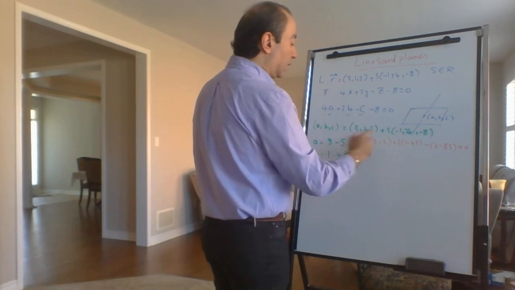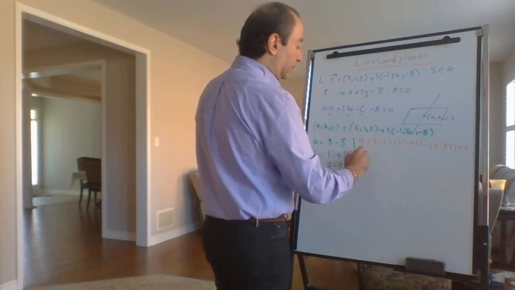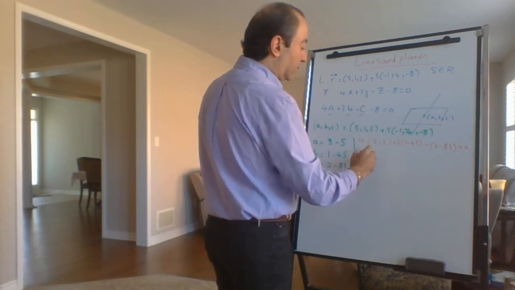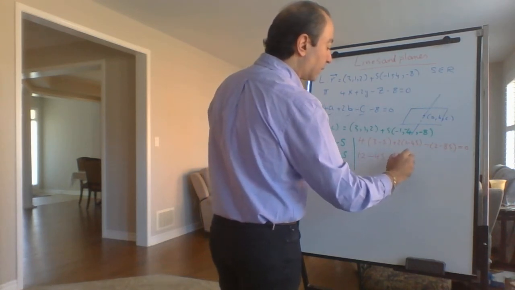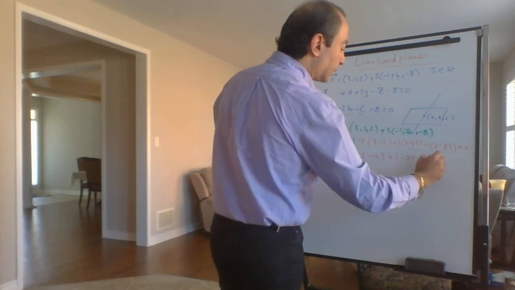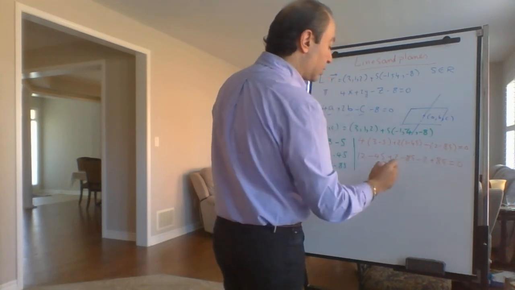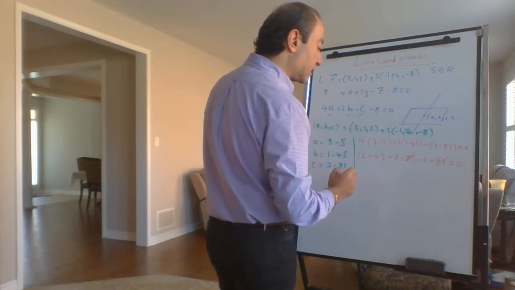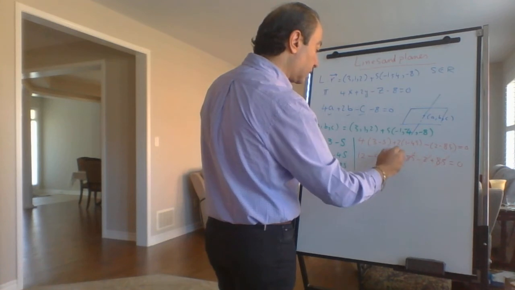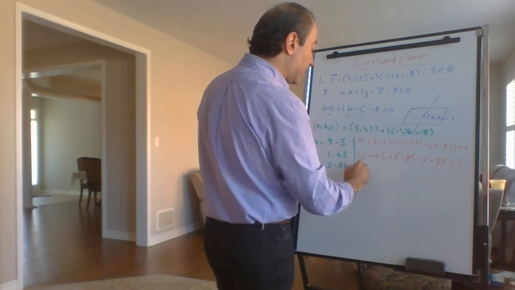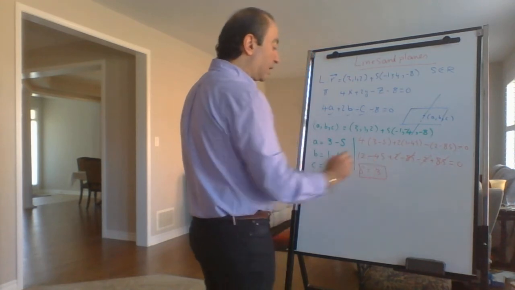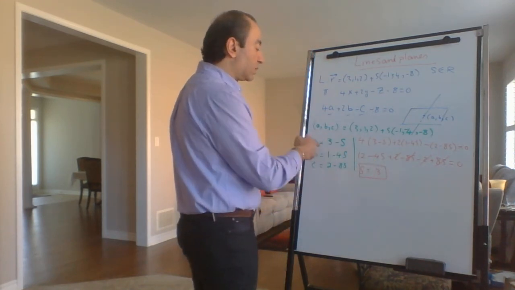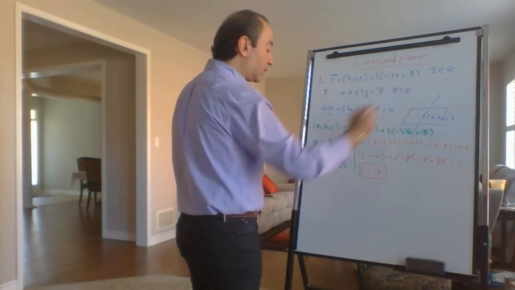I will expand this, get rid of the brackets, and combine like terms. So it cancels out. Now I know S is 3, I can substitute back and find the coordinates of this point.